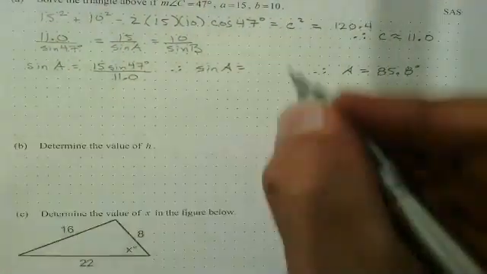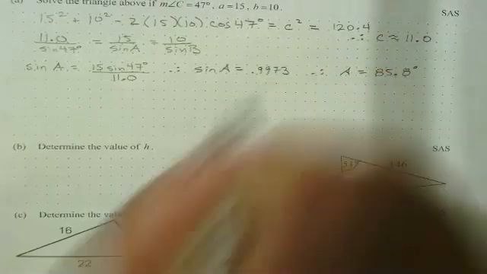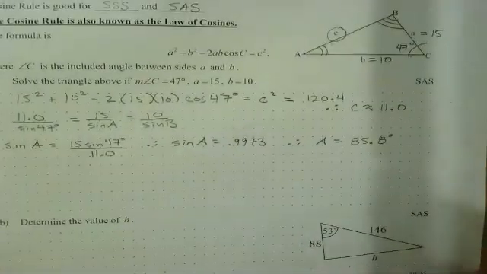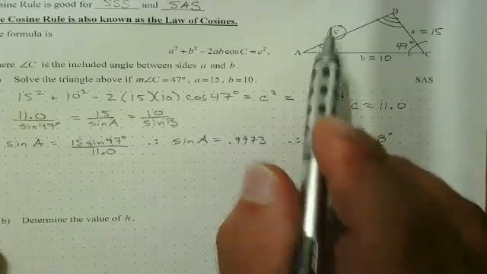Okay, and once again, this right over here was 0.9973. All right, so A is 85.8 degrees, right? So now what do I know? I know this unknown side and this angle.